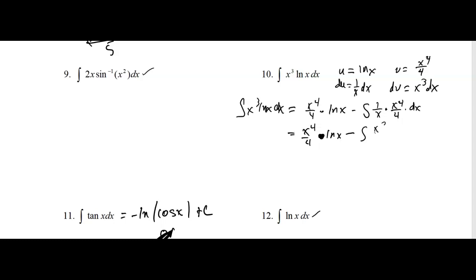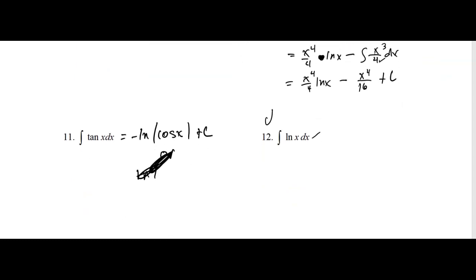This reduces down to be x cubed over 4. And this then we have an antiderivative. So we get x to the 4th over 4 times ln of x minus x to the 4th. Then we'd have to divide by the new exponent of 4. We would have already had a 4 in our denominator, which gives us a denominator of 16. Add our constant.